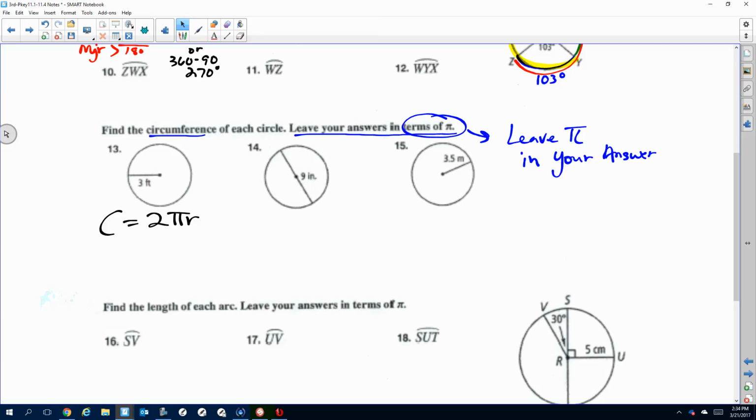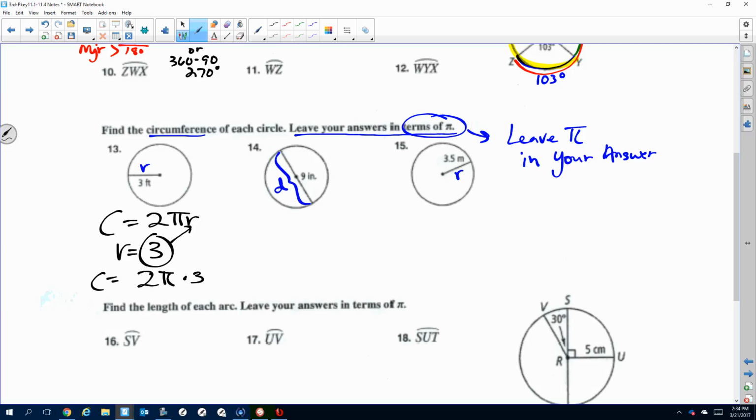So we need to be using the radius here. What we see right there, there's the radius. From the center to the edge of the circle is the radius. This whole thing represents a diameter, good. And then for 15, we got a radius again. So all we're going to do is leave pi in our answer, plug in the parts. So since our radius is 3 here, since r equals 3, we're just going to plug this 3 into our formula. So the circumference is 2 pi times 3 times that radius.